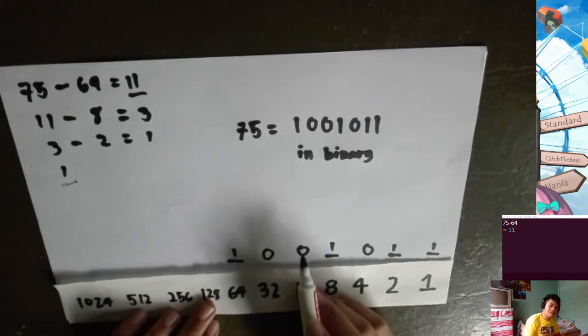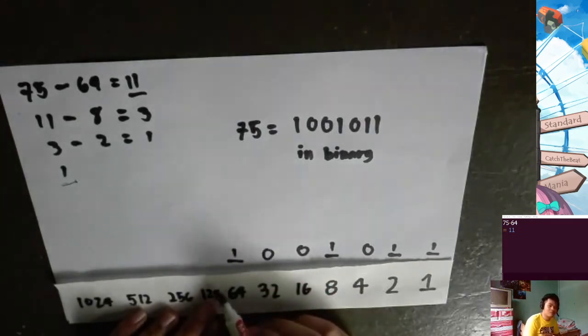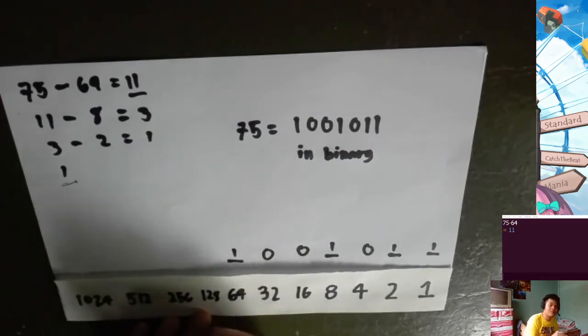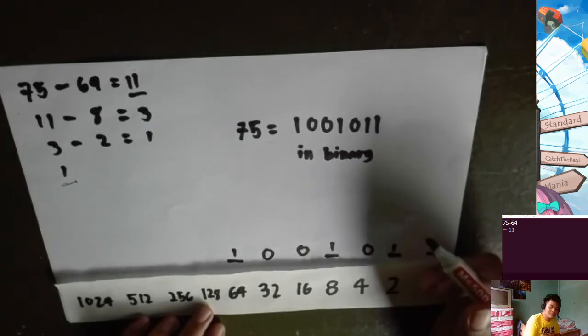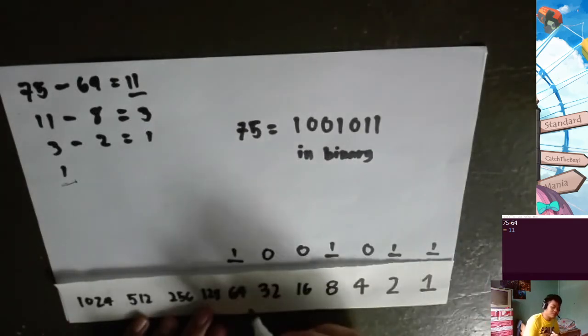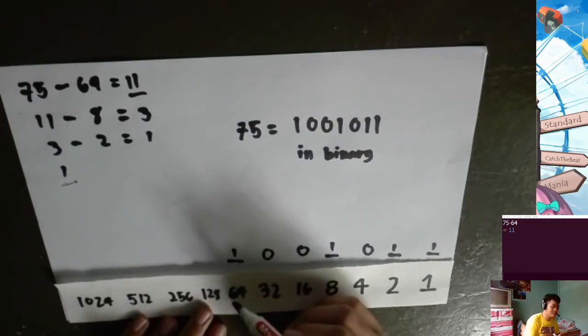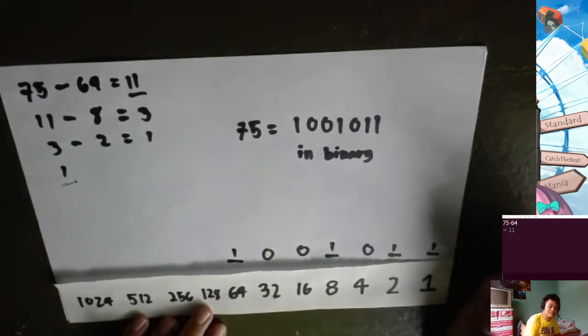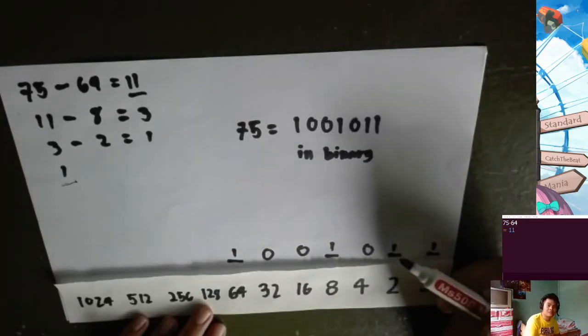And also, if the number you are trying to convert into a binary number is less than 128, you're not going to include these higher numbers, for example 128, 256 and 512. You're only going to start with the numbers that are less than 75, which is the number you want to convert into binary. So that concludes our first step.